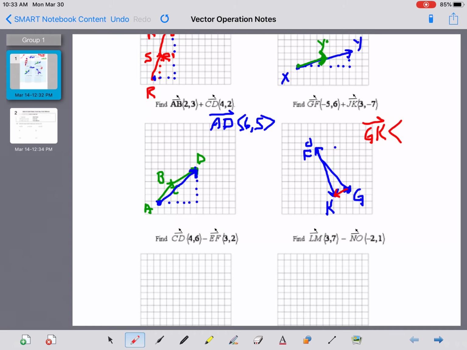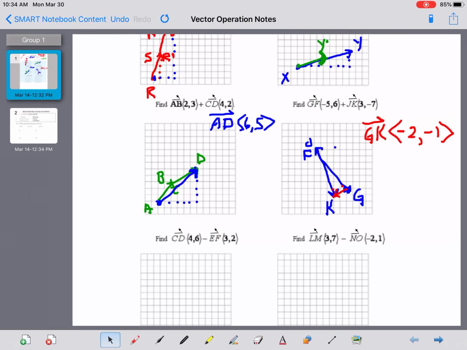And now I want the component form. So if I go from G to K, how far did I go? And remember, I always go left or right first. So it looks like I need to go to the left, and it's 2 to the left. So that's a negative 2 to show it's to the left. And then it looks like I go down 1, so minus 1. And my resultant vector is negative 2, negative 1. All right, so adding isn't too bad.